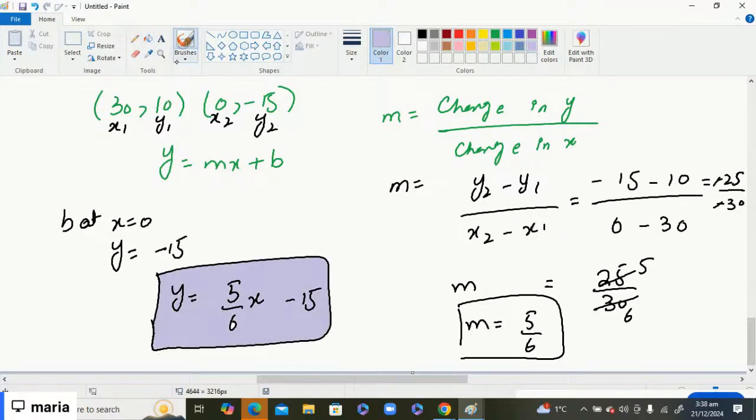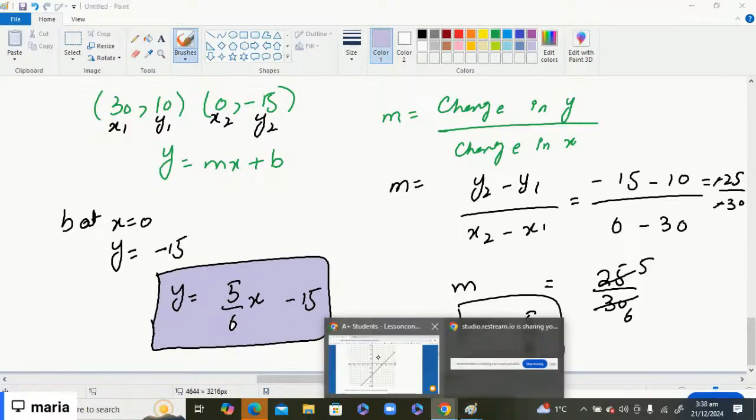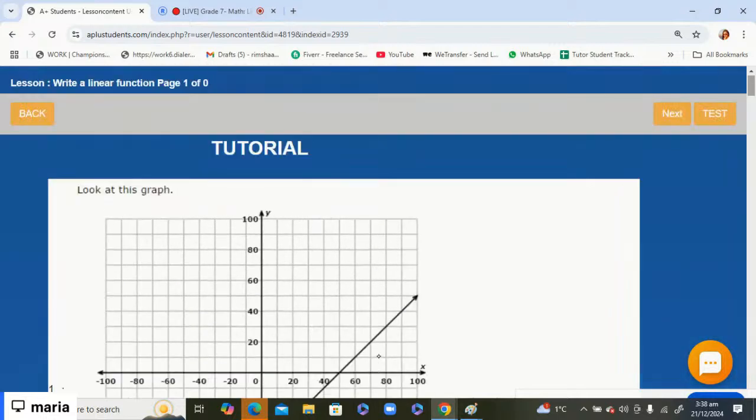Okay, here is the equation that we are going to check. This is the way that you're going to solve. All right, hope you guys understand this lesson as well. Now let's discuss the next.